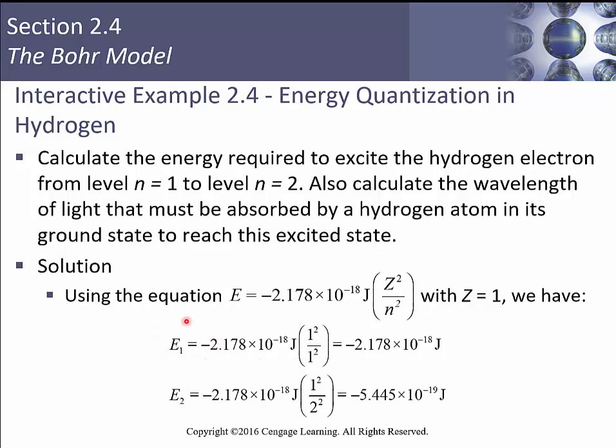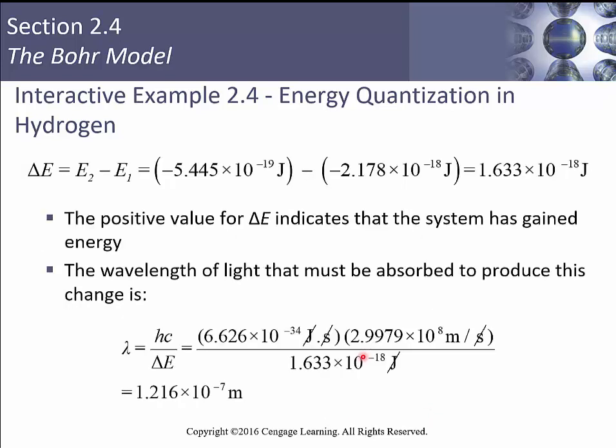For energy level 1, we have minus 2.178 times 10 to the minus 18 times 1 squared over 1 squared, which is minus 2.178 times 10 to the minus 18. For energy level 2, it'll be minus 2.178 times 10 to the minus 18 joules times 1 squared divided by 2 squared, or negative 5.445 times 10 to the minus 19 joules.